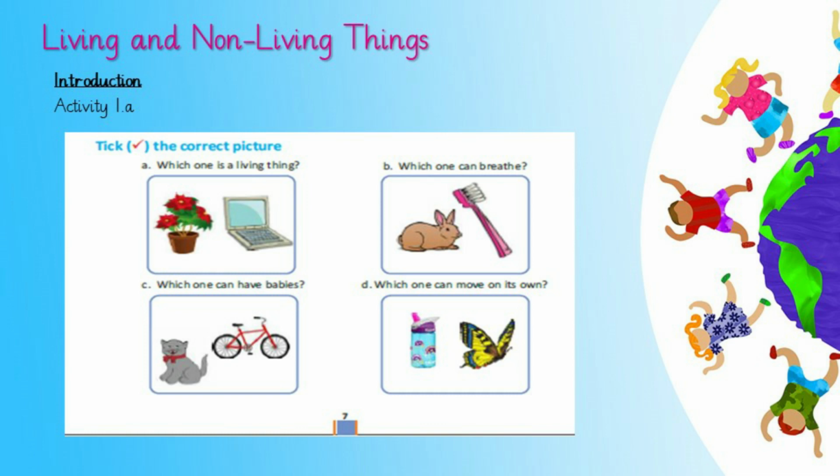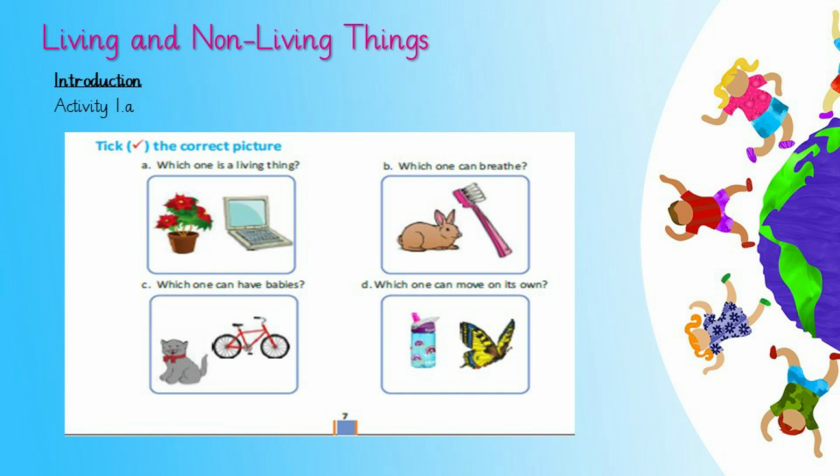Yes, which one is a living thing? Correct, a plant is a living thing. Which one can breathe? Yes, a rabbit can breathe. Which one can have babies? Correct, a dog can have babies. Which one can move on its own? Correct, a butterfly can move on its own. Good job.